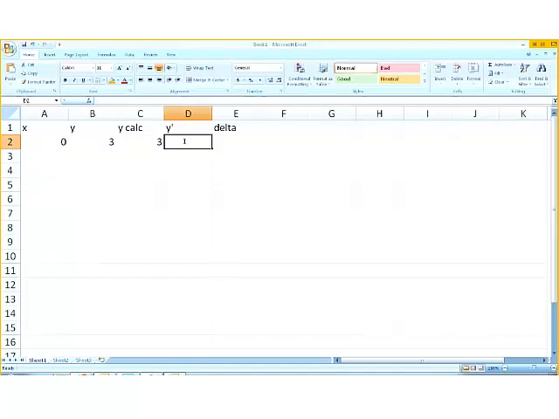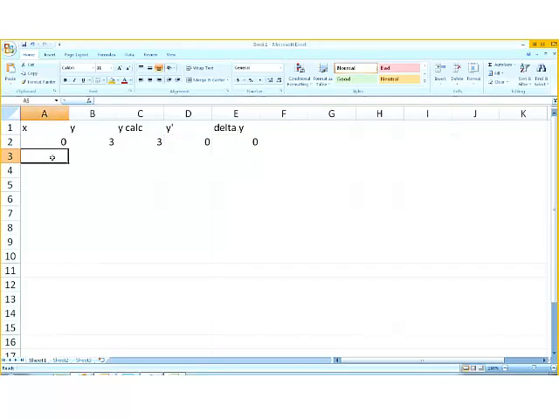Y prime is from the expression for the derivative. So the expression for the derivative says that dy/dx is equal to minus 6xy squared. So we say y prime is equal to negative 6 times x, which is this item, times y squared. Okay, so that's the slope, which is 0 initially because x is 0. And this is delta y.